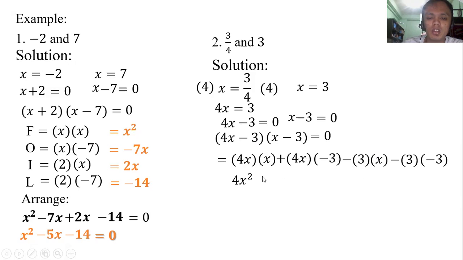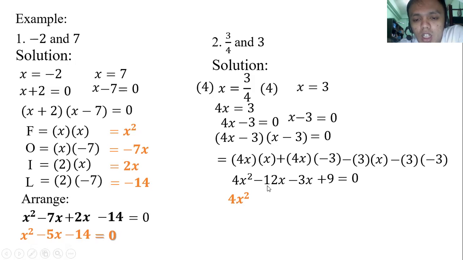Then we have 4x times x is 4x squared. 4x times negative 3 is negative 12x. Negative 3 times x is negative 3x. Negative 3 times negative 3 is positive 9 equal to 0. Bring down 4x squared. Add negative 12x minus 3x. Why do we add? Because they are both negative. So it becomes negative 15x plus 9 equal to 0. So this is the quadratic equation given these roots.